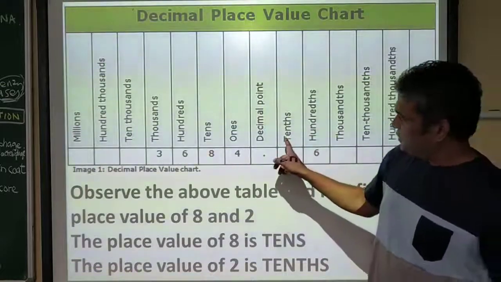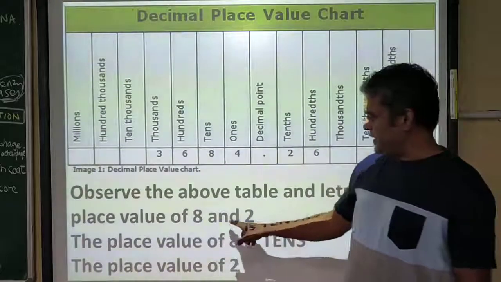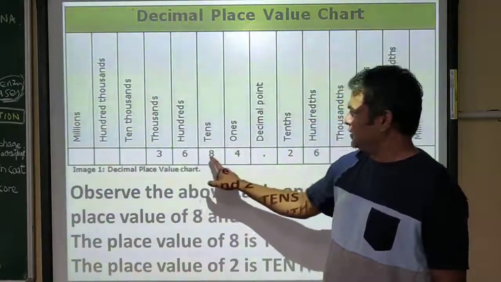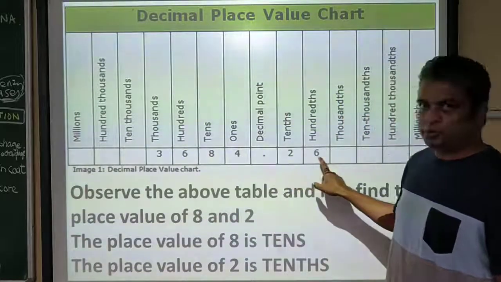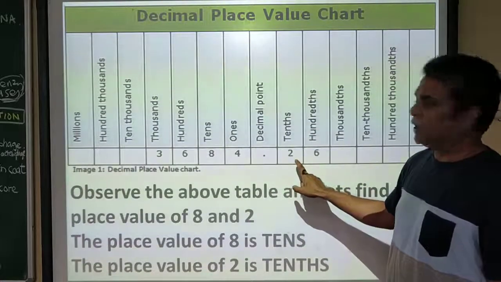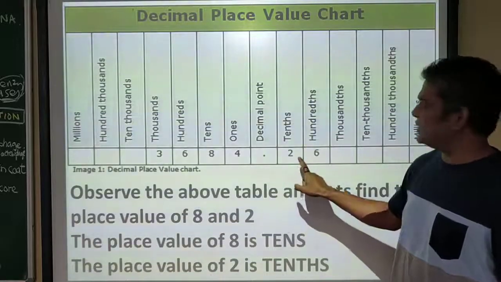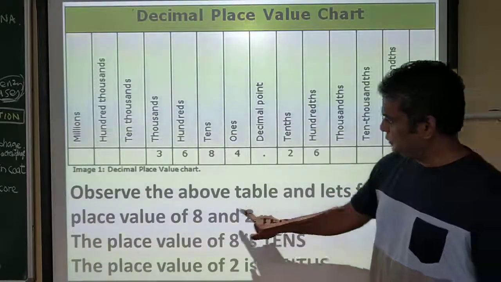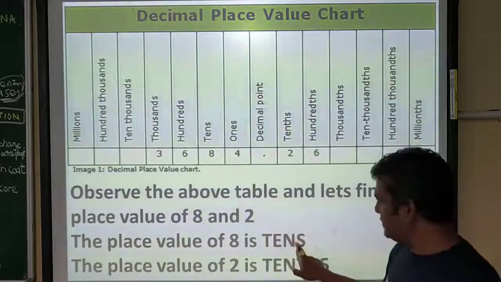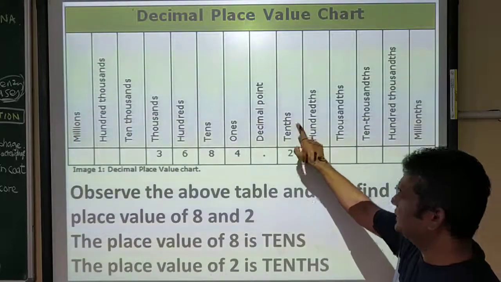Now let us look at this table and observe and find the place value of 8 and 2. So here you can see a figure is written, 3684.26. So how do you read it? Always remember, after the decimal point the numbers are read separately. You don't read it as twenty-six, you read it as two six. So what is the place value of 8? 8 is here. You will see the place value of 8 is tens, and the place value of 2 is tenths.